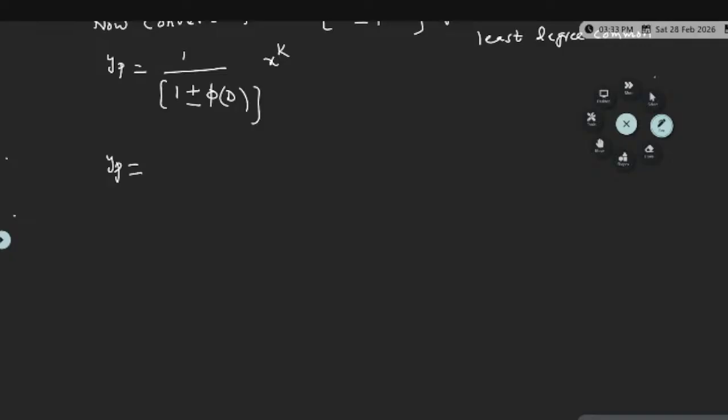Later send the denominator to the numerator. It becomes 1 plus phi of D whole inverse. Everybody, what is 1 by x? 1 by x square. So that is why 1 by 1 plus or minus phi of D is 1 plus or minus phi of D whole inverse. Okay?